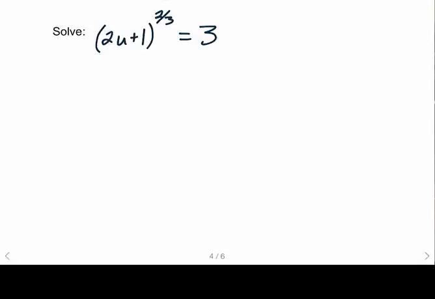Why don't you do this one as well? We have the quantity 2u plus 1 to the 2/3 power is equal to 3.